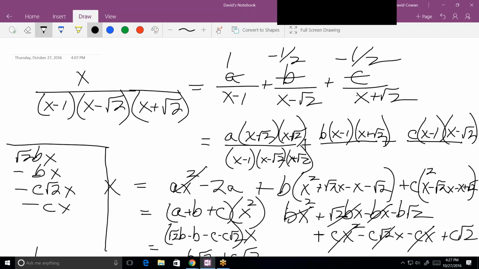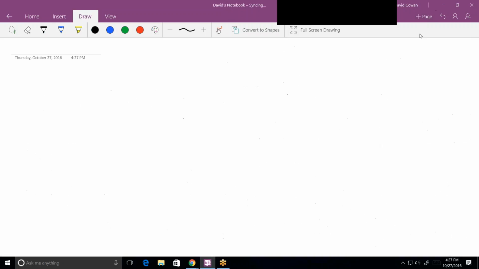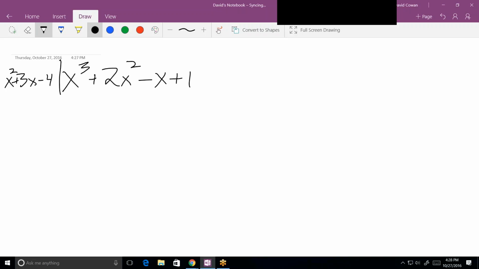Okay. Next problem. What else we got? This one is different. It is x cubed plus 2x squared minus x plus 1 over x squared plus 3x minus 4. This is the one you have to do the long division on.